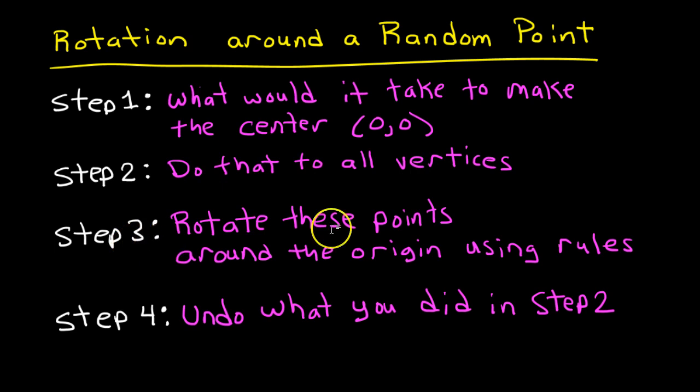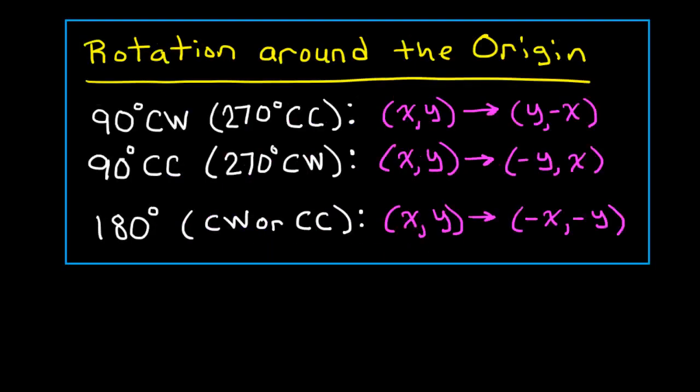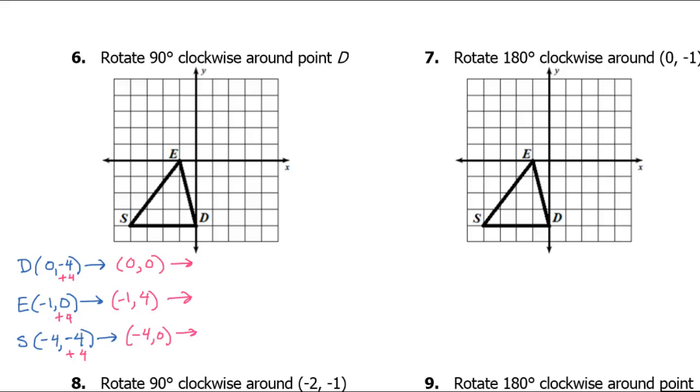Now step 3, rotate these points around the origin using rules. We are rotating 90 degrees clockwise. When you rotate 90 degrees clockwise, you switch the X and Y, and you make the X value negative. You keep the Y value the same after you switch it, but the X value changes signs. So keep that in mind. Okay, so that's what we're going to do. Now, if you switch 0 and 0 and change whatever signs you want, it's still going to be 0, 0. So nothing's going to happen to this point.